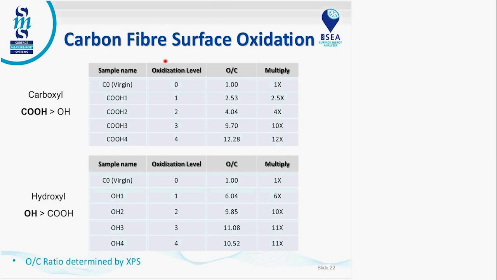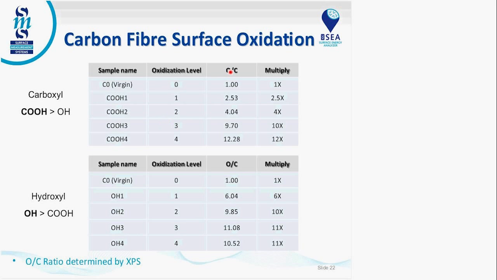Moving on to some fibers. We're going to look at some carbon fibers. These are some carbon fibers that have been oxidized, one with carboxyl oxidation and one with hydroxyl oxidation. This is the oxidation level just by number.